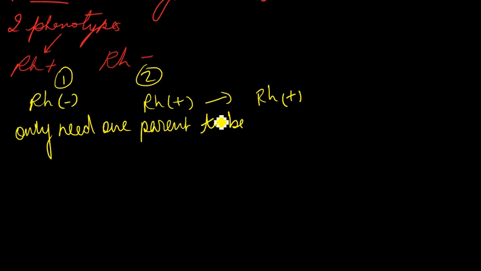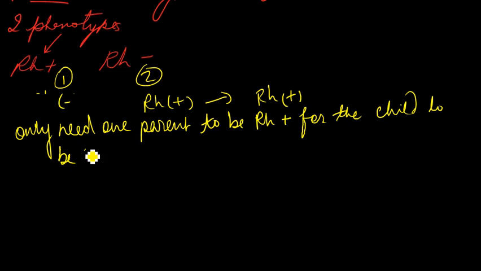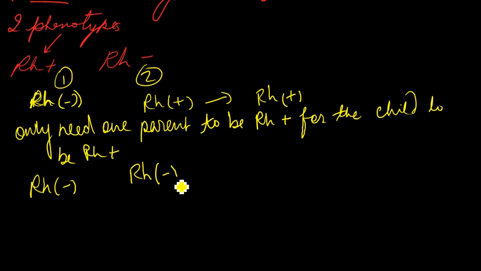to be Rh positive for the child to be Rh positive. So irrespective of the sex, doesn't matter, dad or mom, if one of them is Rh positive, then the child is going to be Rh positive. And if they're both negative, which is the case most often, then the child is obviously Rh negative.